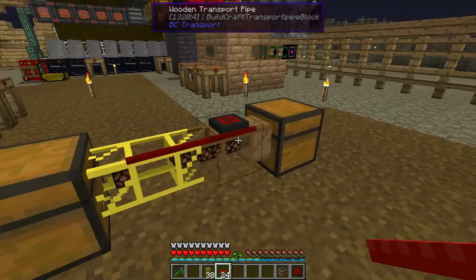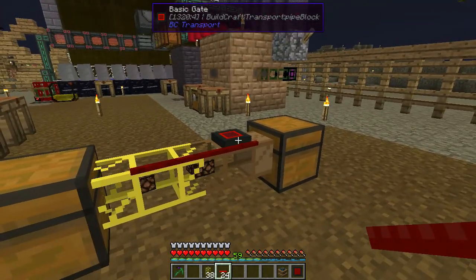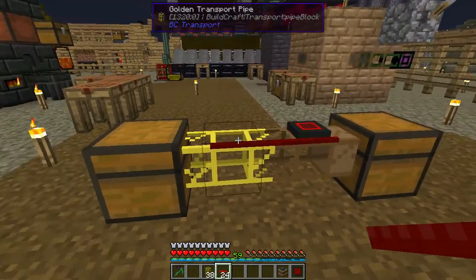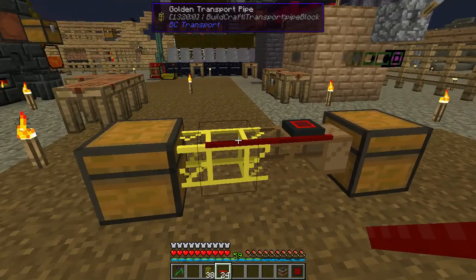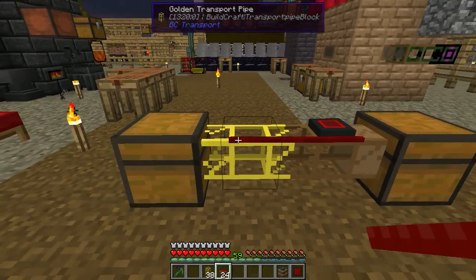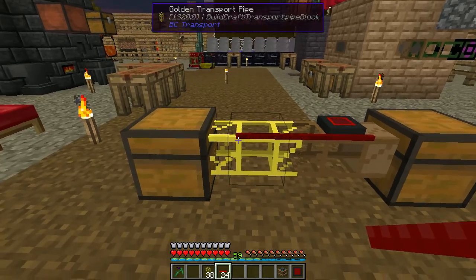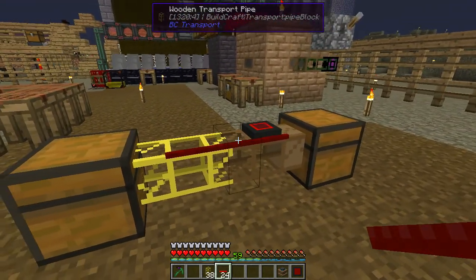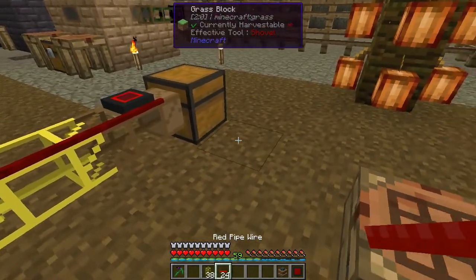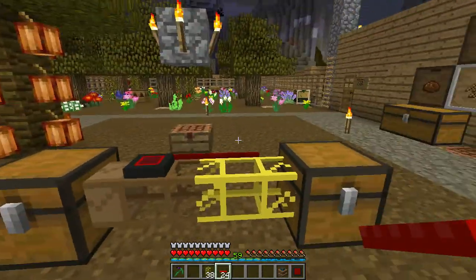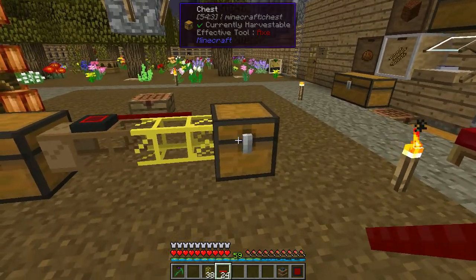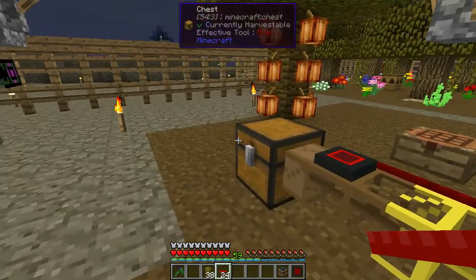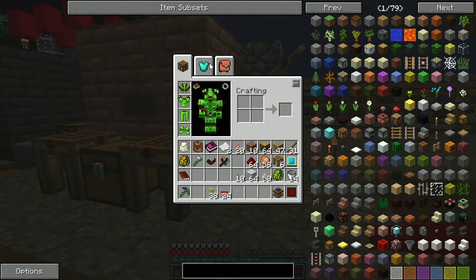Where this comes in handy is if, for example, we wanted something to notify us that this is doing something, we could have the redstone piping, or the redstone, where is it called? It's called redstone pipe wire. We can have it do that with the other gate. Let's see how hard it is to make. Maybe we can hurry and make one.